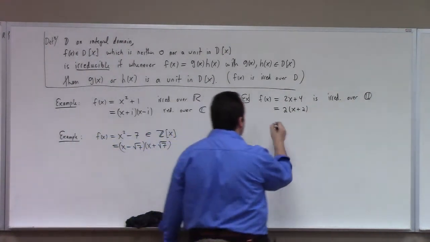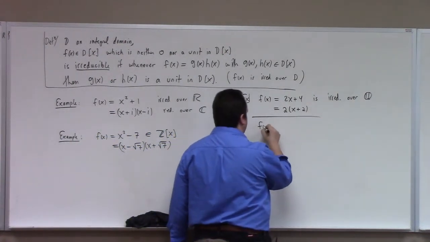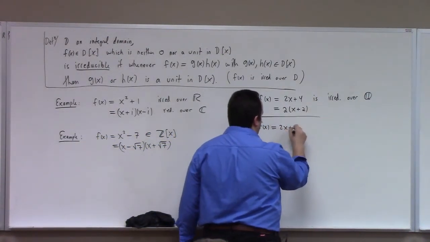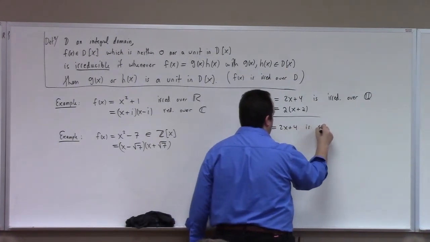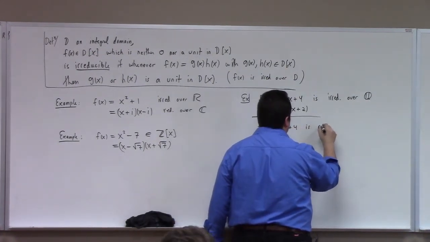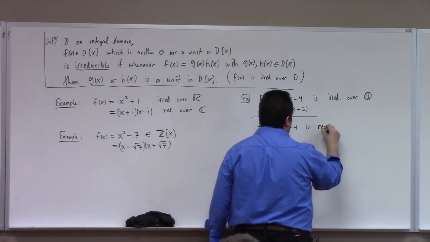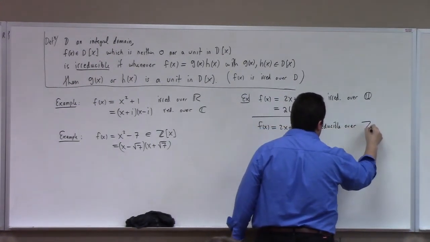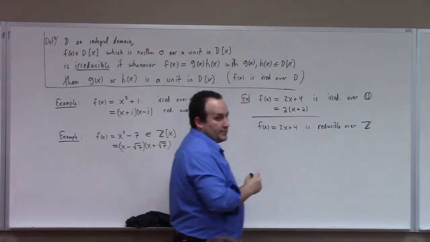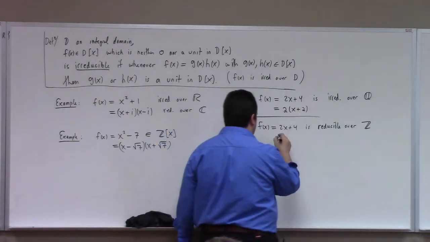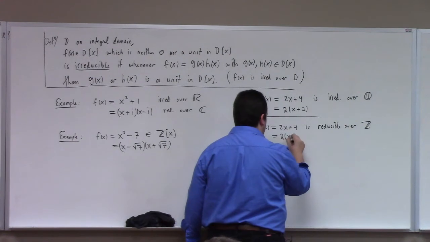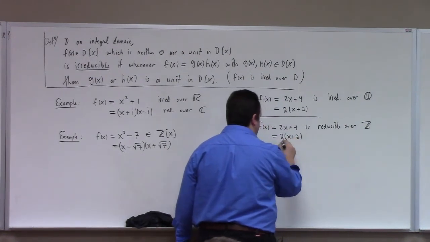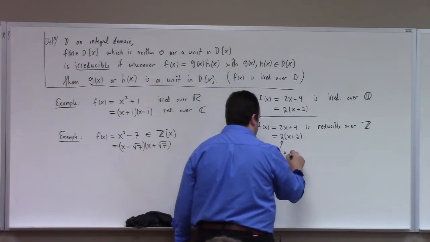But f of x, the same thing, is reducible over the integers. See, because over the integers, that's 2 times x plus 2. And that's not a unit.